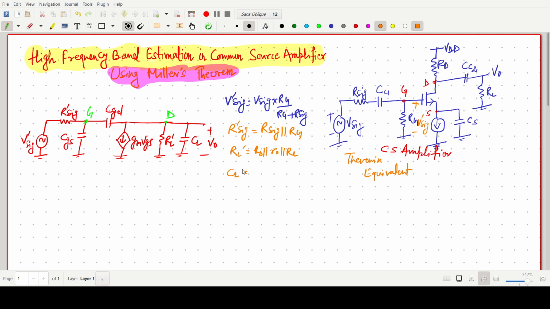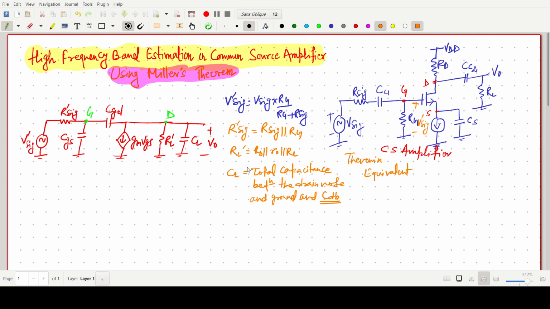CL designates the total capacitance between the drain node and ground. Okay, and it may include CDB, drain to bulk capacitance. So in general we are writing CL.